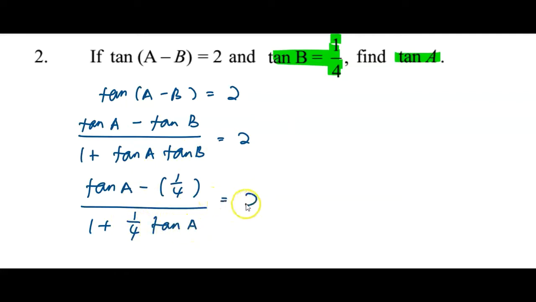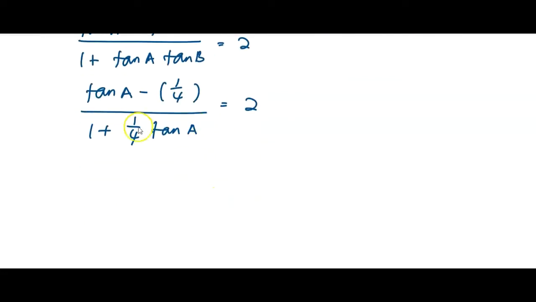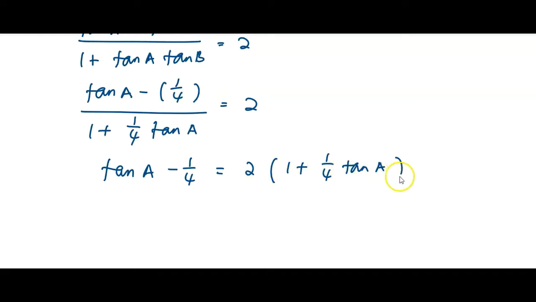So now you gather this is equals to 2. To solve for tangent A, I will multiply both sides by 1 plus 1 over 4 tangent A. So here I have a left hand side, tangent A minus 1 over 4, and then 2 multiplied by 1 plus 1 over 4 tangent A. Then expand the right side, you have 2 plus 1 over 2 tangent A.